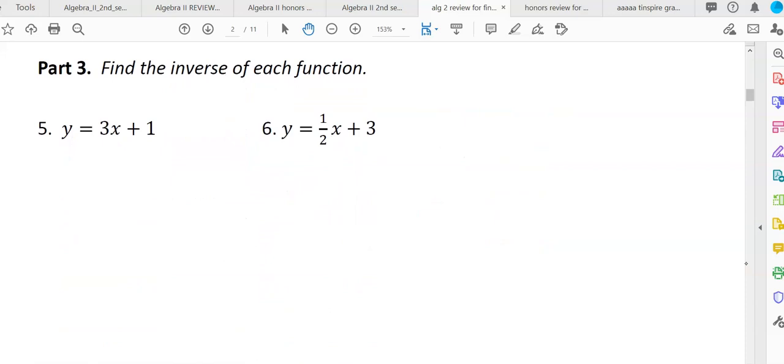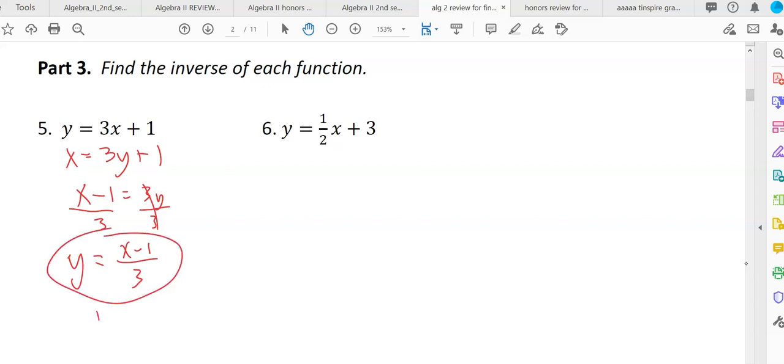Find the inverse of each function. So to find the inverse, you switch the x and y and solve for y. So it takes a couple steps. So y, or I guess if this was f of x, it would be the inverse of f of x, but I'm just going to write it this way, x minus 1 over 3. So that's the inverse function.